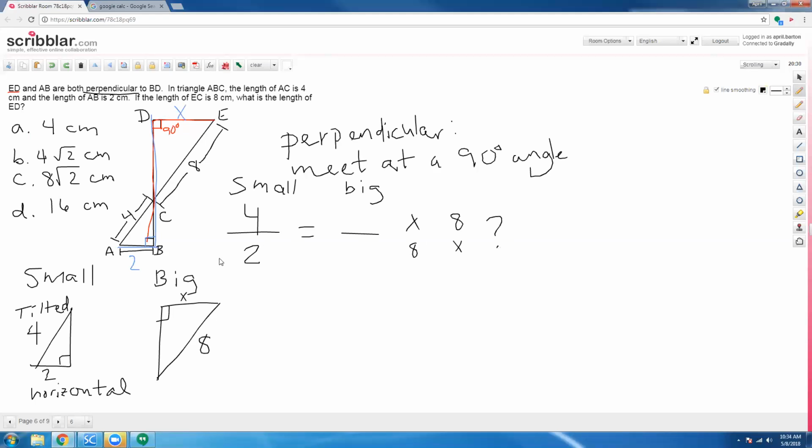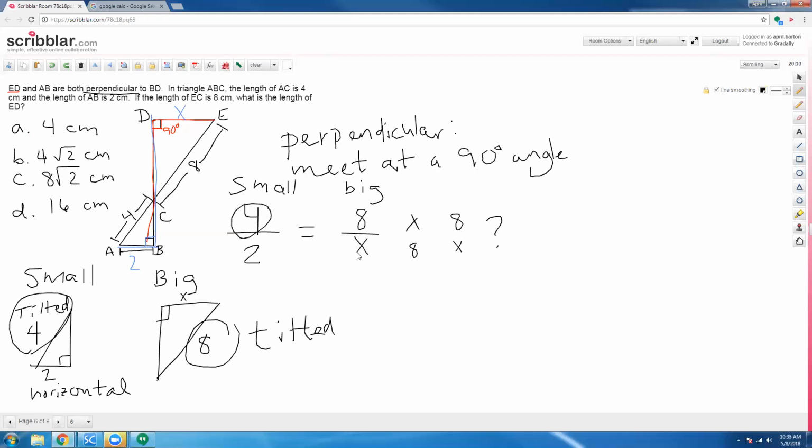So again, getting multiple answers. One says 8 over x, one says x over 8. So again, we have to match up. If we started with 4, 4 was our tilted. We have to start with the tilted line, which is the 8. Our tilted line was the 8, so it's got to be 8 over x.